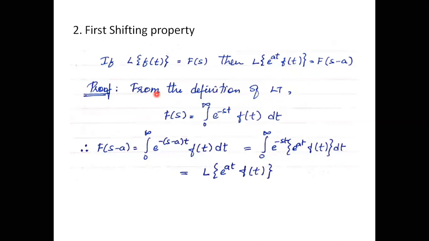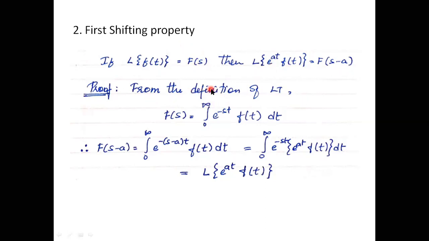And moving to the next property, the first shifting property. This states that if L of f of t is equal to capital F of s, then L of e power at f of t is equal to F of s minus a. So if we multiply this f of t with some exponential function e power at, then its Laplace transform is changed by this thing. This function of s becomes function of s minus a, where a is the coefficient of t in this exponential.